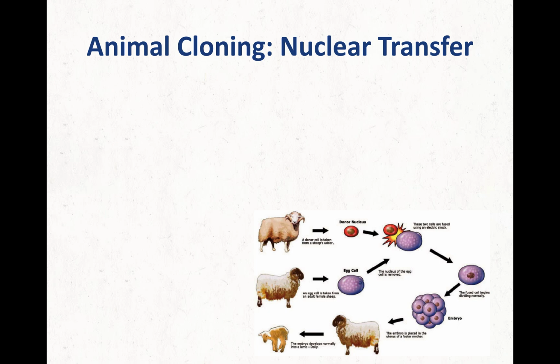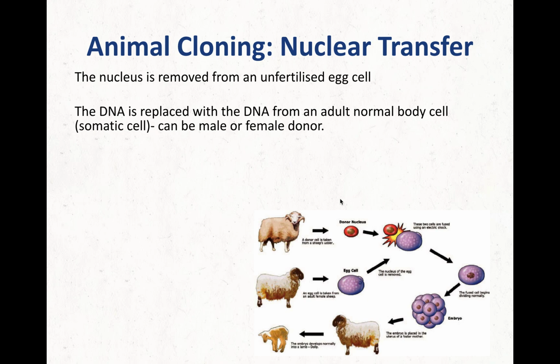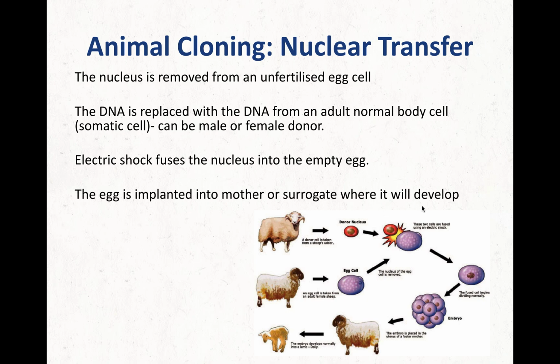The other way of doing it is called nuclear transfer, and there's a little animation for you to play with which will help you with this. So the nucleus is removed from an unfertilized egg cell. The DNA is replaced with the DNA from an adult normal body cell, a somatic cell, from either a male or a female donor. Electric shock fuses the nucleus into an empty egg. The egg is implanted into the mother or surrogate where it will develop.